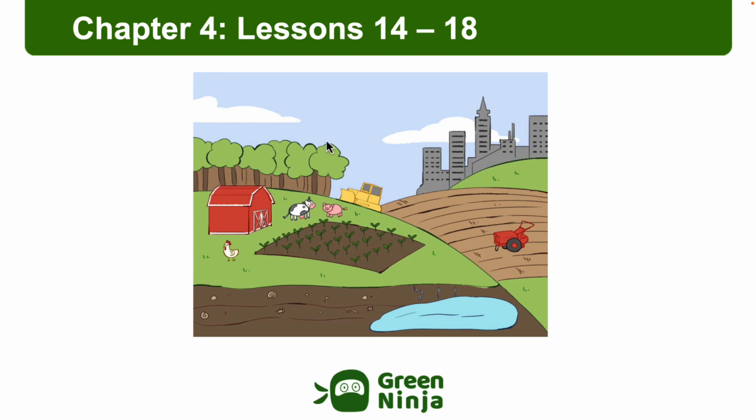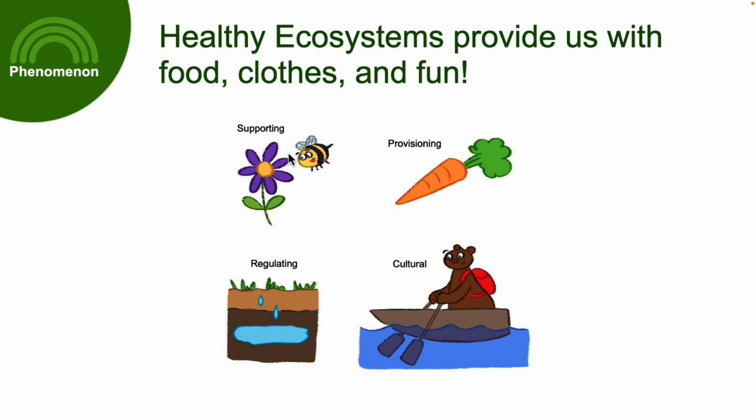In Chapter 4, we think more about the big picture of ecosystems. We'll be using this image of a bee visiting a flower, a carrot, a puddle, and a bear paddling a boat to illustrate the important concept that healthy ecosystems provide us with food, clothes, and fun. These are called ecosystem services.